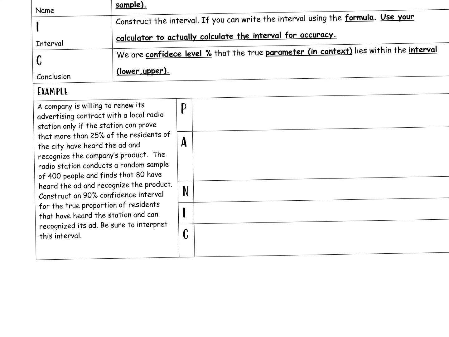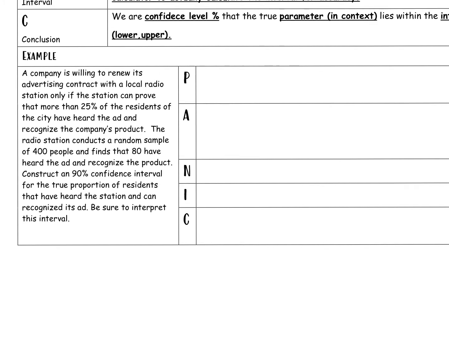So here's the problem we have. It says a company is willing to renew its advertising contract with a local radio station only if the station can prove that more than 25% of the residents of the city have heard the ad and can recognize the company's product. The radio station conducts a random sample of 400 people and finds that 80 have heard the ad and recognize the product. Construct a 90% confidence interval for the true proportion of residents that have heard the station and can recognize this ad. Be sure to interpret this interval.